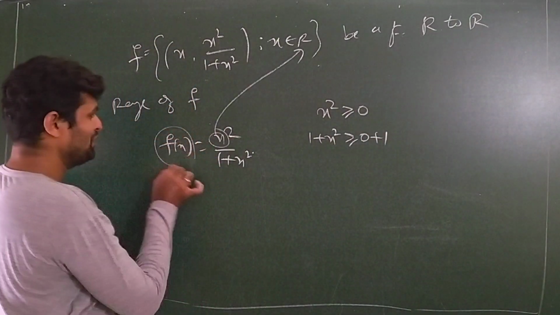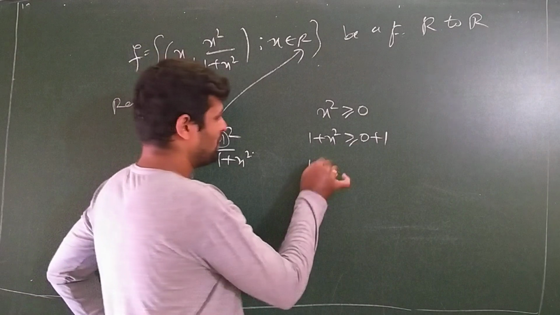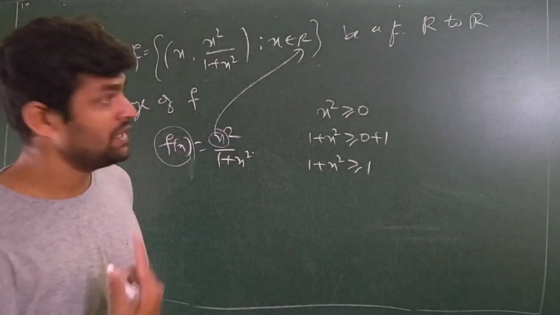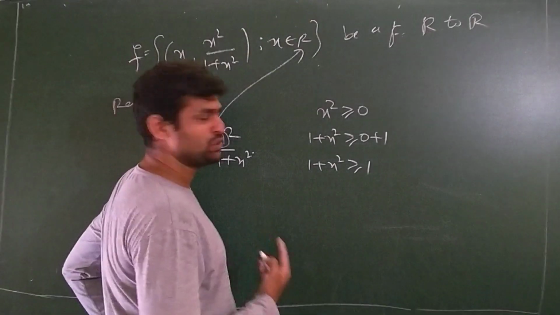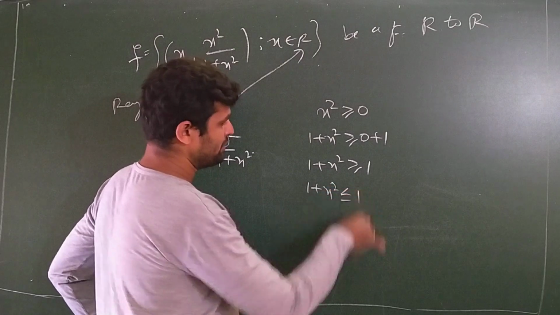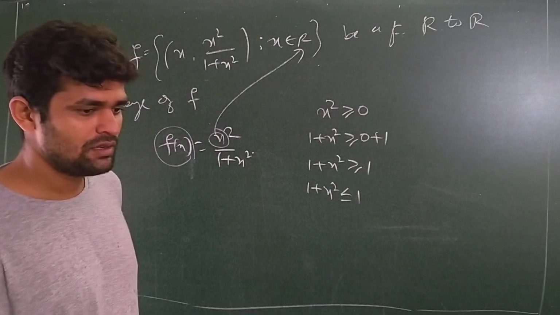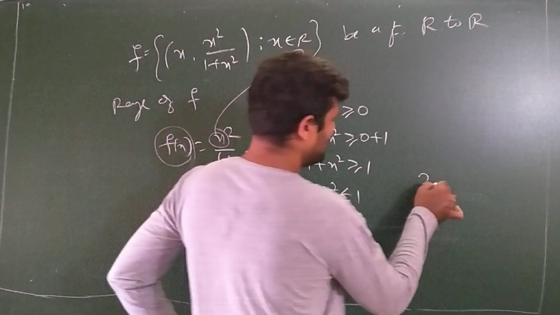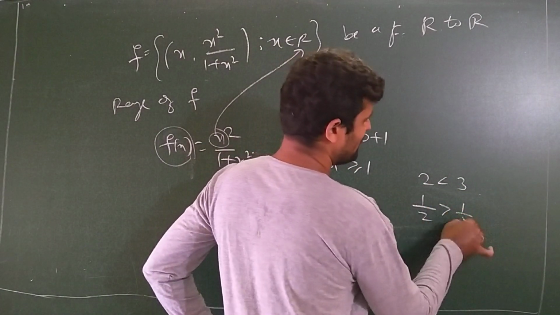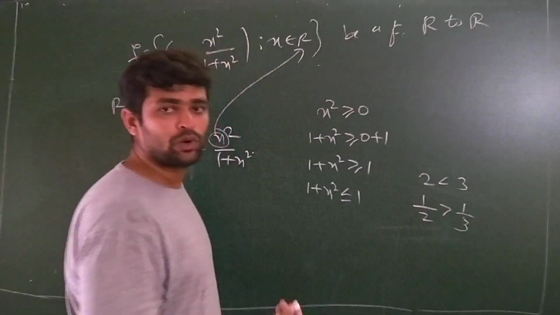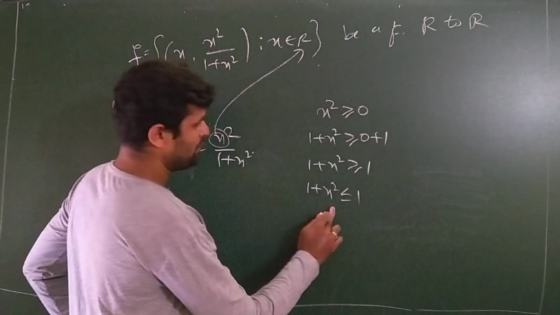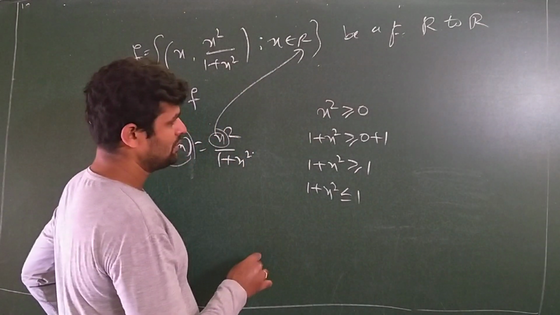I need to find out the value of f of x, correct? So 1 plus x square is greater than or equal to 1. If you want to visualize, you ask me, I'll show some other method. Take its reverse, 1 plus x square. When you take the reverse, inequality will reverse. 2 is less than 3, but if I take its reciprocal, 1 by 2 is greater than 1 by 3. When you take the reciprocal, inequality will change. Is it okay?